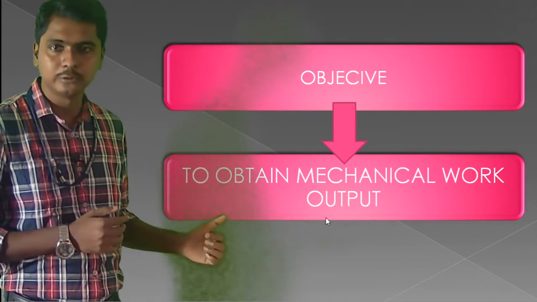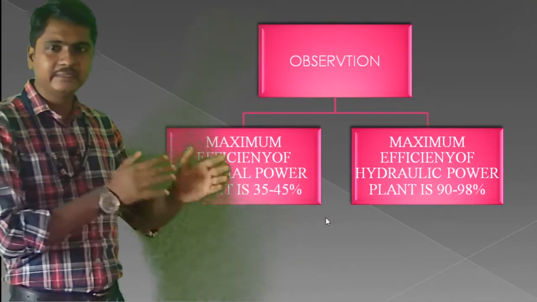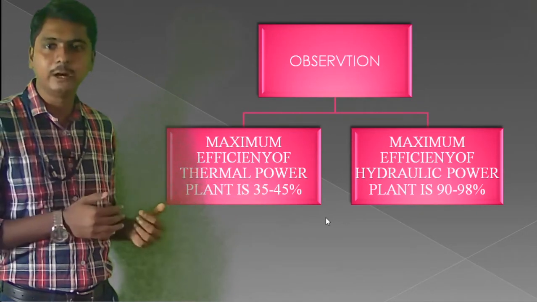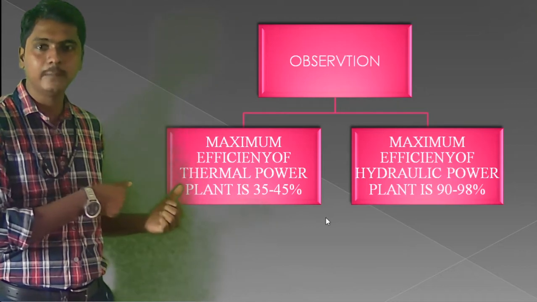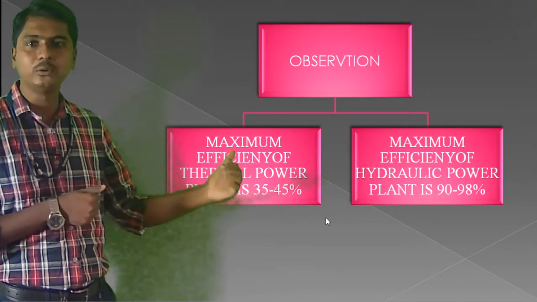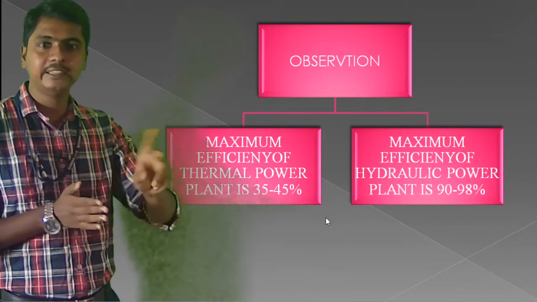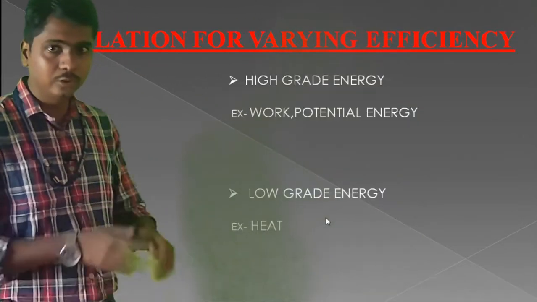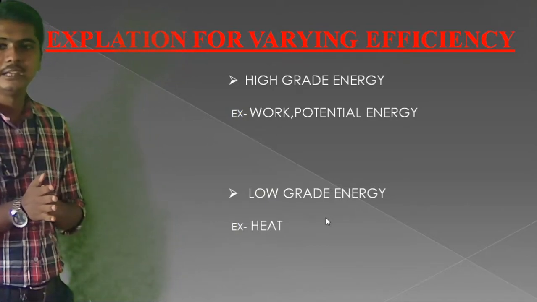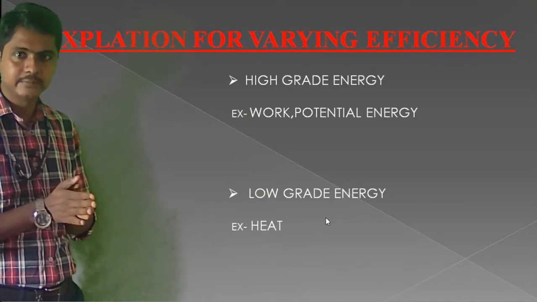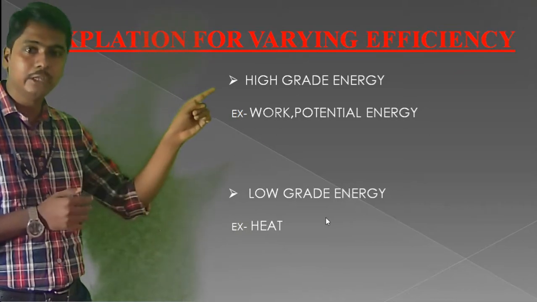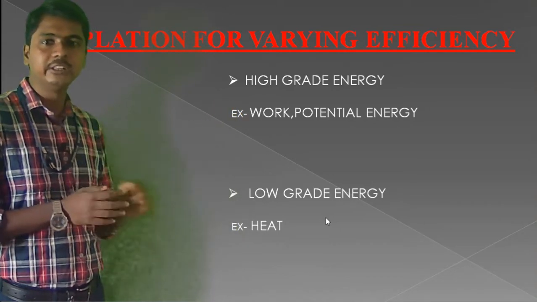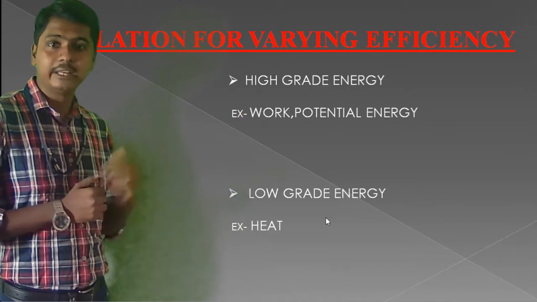mechanical work output. Now I will discuss why there is a difference in efficiency between a thermal power plant and a hydraulic power plant. You can see the efficiency of a thermal power plant is much lesser as compared to a hydraulic power plant. Why there is a difference in efficiency, we are going to discuss. Before that you should know what is high grade energy and what is low grade energy. These two things you have already read in thermodynamics unit 2, in the second law of thermodynamics.